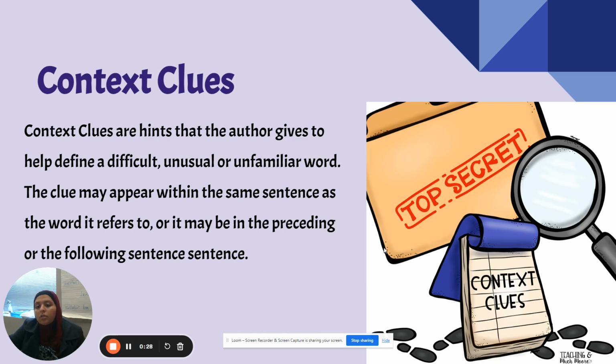So, context clues are hints that the author gives to help define a difficult or unusual or unfamiliar word. The clue may appear within the same sentence as the word it refers to, or it may be in the preceding or the following sentence. It depends on the context.